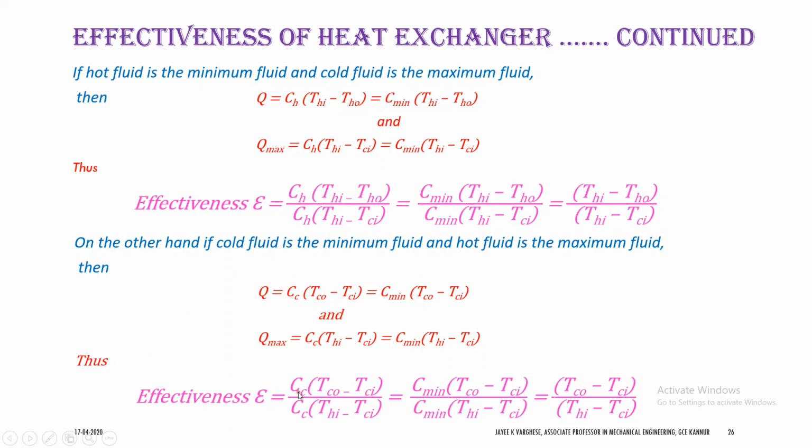So Cc will get cancelled, C min by C min. Cc is the minimum heat capacity, so the effectiveness, if you write it in terms of the minimum fluid, will be either Tco minus Tci divided by Thi minus Tci if the cold fluid is the minimum, or, if the hot fluid is the minimum, Thi minus Tho divided by Thi minus Tci. Anyhow, effectiveness will be written as a positive quantity. We are interested only in its magnitude. The maximum possible value of effectiveness will be 1.